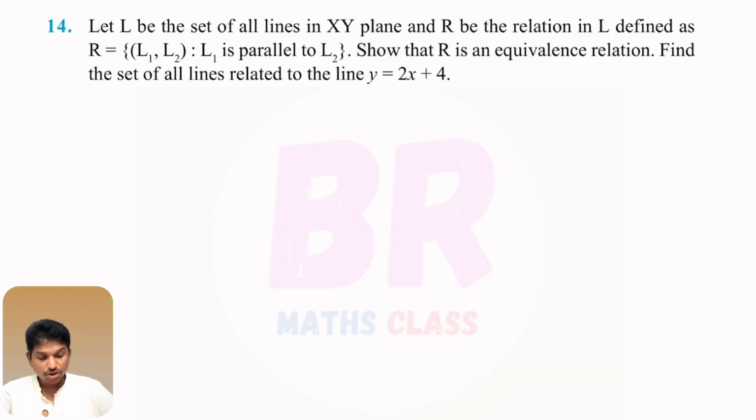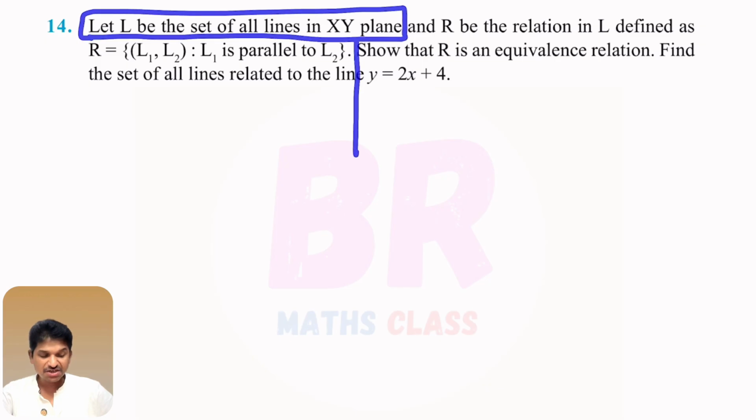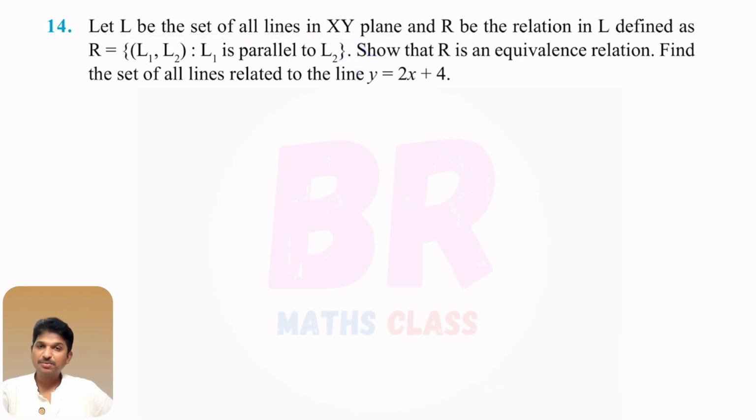You see this question number 14. L is the set of all lines in the xy plane. Why are they saying set of lines in the xy plane? It is two-dimensional geometry. You know in three-dimensional geometry also straight lines are there. It's two-dimensional geometry.